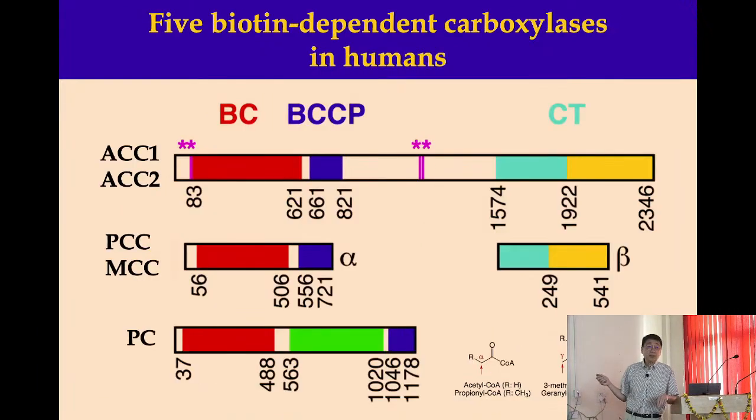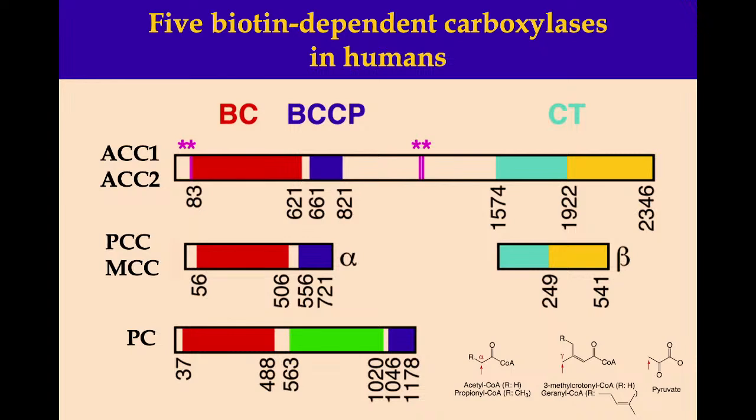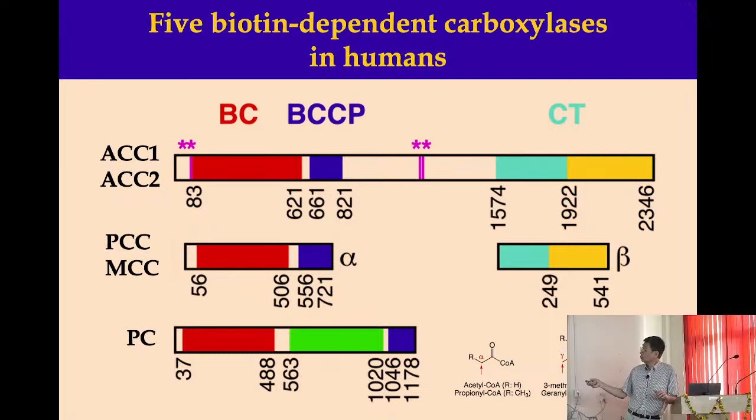So biotin-dependent enzymes, I told you ACC1, ACC2. Actually, there are a total of 5 such enzymes in humans. These are the human ACC1, ACC2, which look just like the yeast enzyme. And there's also PCC. PCC uses propionyl-CoA rather than acetyl-CoA, just 1 carbon longer, as a substrate. And then MCC uses methylcrotonyl-CoA, a different kind of substrate. You can see they have 2 subunits, alpha and beta. Alpha looks like the N-terminal 1/3 of ACC. Beta looks like the C-terminal 1/3 of ACC. It doesn't have the middle region.